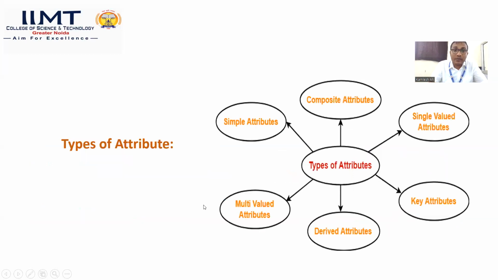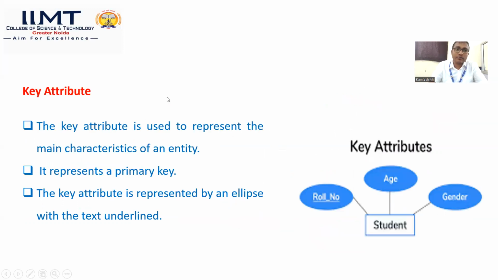Types of attributes: the different types are composite attribute, single-valued attribute, key attribute, derived attribute, multi-valued attribute, and simple attribute. We will see them one by one in the next slides. First of all, the key attribute. What is a key attribute? The key attribute is used to represent the main characteristic of an entity. It represents a primary key. The key attribute is represented by an ellipse with the text underlined.